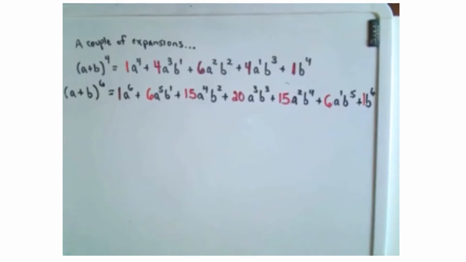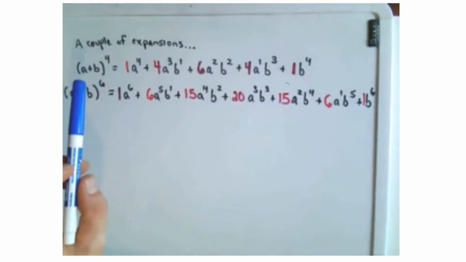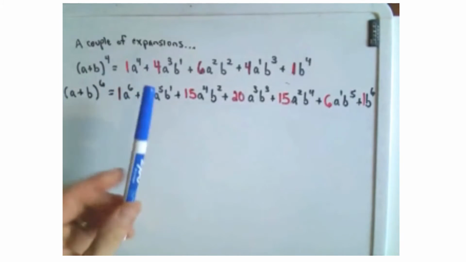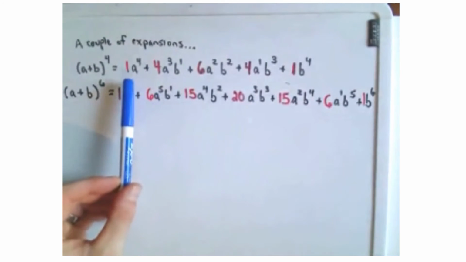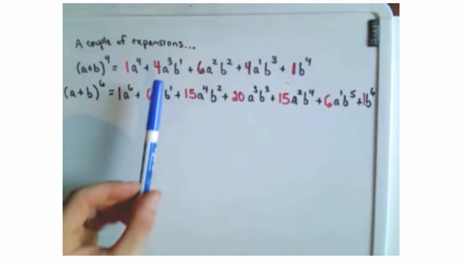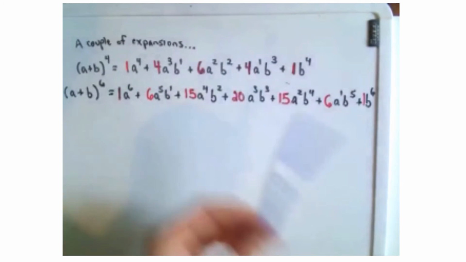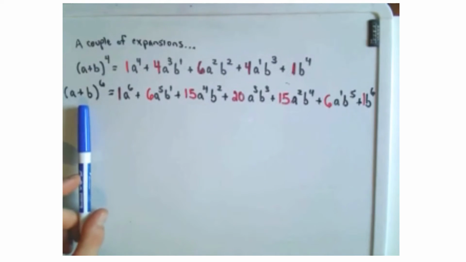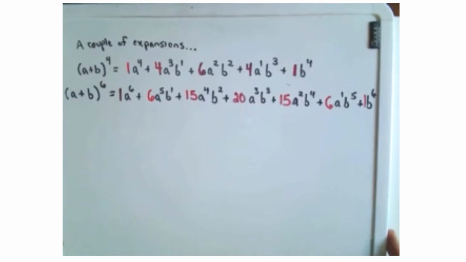So you can check my arithmetic here. I did a couple of expansions, (a + b) to the 4th power. So if you take (a + b) times (a + b) times (a + b) times (a + b), 4 times, collect your like terms, you're going to get this value: 1a to the 4th plus 4a cubed b to the 1st, 6a squared b squared, 4a to the 1st b cubed, plus b to the 4th. And I've also done the same thing for (a + b) to the 6th power. So I've got the coefficients highlighted in red here.